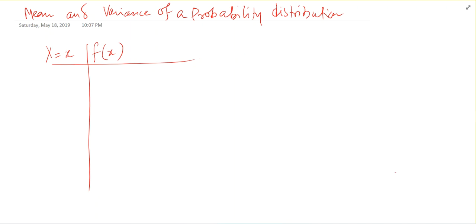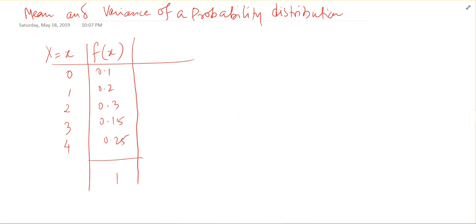Okay, so with this probability distribution, we will do the same thing that we do with a simple frequency distribution, to find mean and variance. Now say there's a probability distribution in which there are values like 0, 1, 2, 3, 4, and the probabilities are 0.1, 0.2, 0.3, 0.15, and 0.25. Okay, so the total is obviously 1.